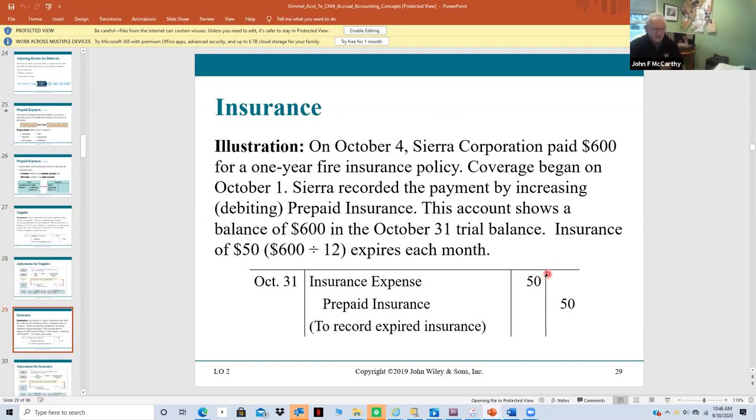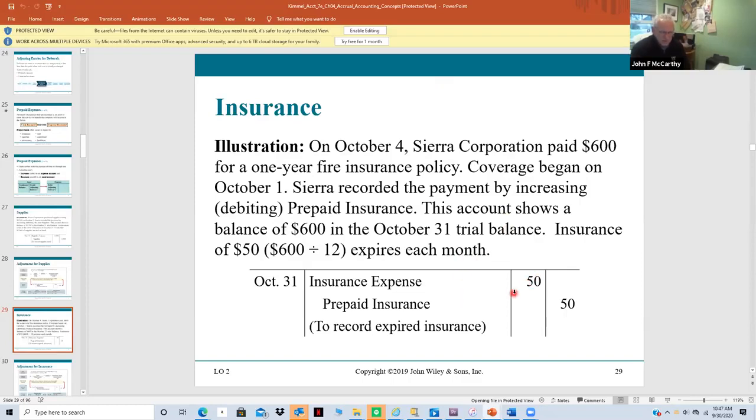So it says Sierra Corp paid $600 for a 1-year policy. Coverage began on October 1. So initially they debited prepaid insurance of $600 and credited cash, right? So if it's $600 for a year, that means it expires. You take 600 divided by 12, it expires $50 a month. So here is at the end of October.